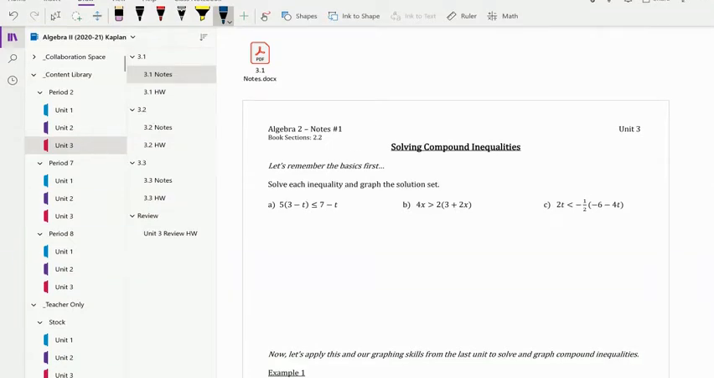Hello, everybody. Today we are going to start Unit 3, which is solving compound inequalities. This unit, just so you all know, is going to feel similar to last unit. We're still talking a lot about inequalities, but with a little more focus on solving as opposed to graphing. So get your solving hats out, everybody, and let's start just by remembering the basics of how to do such things.